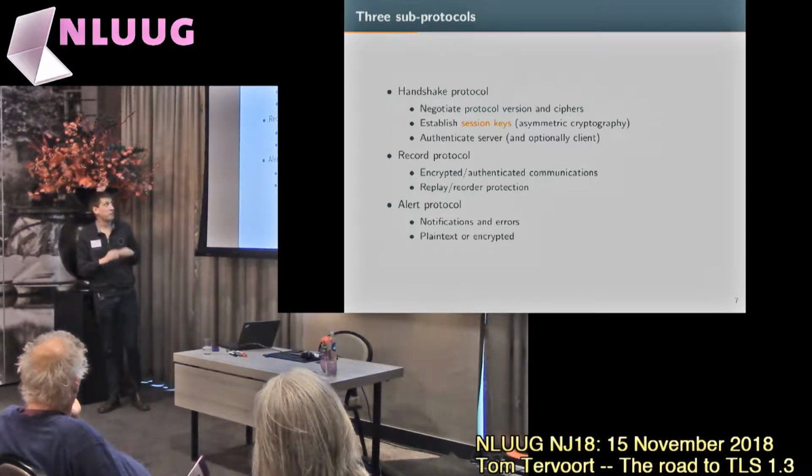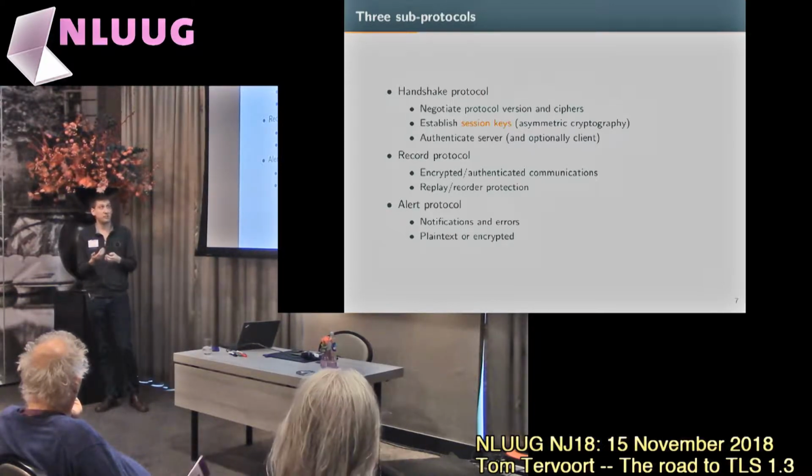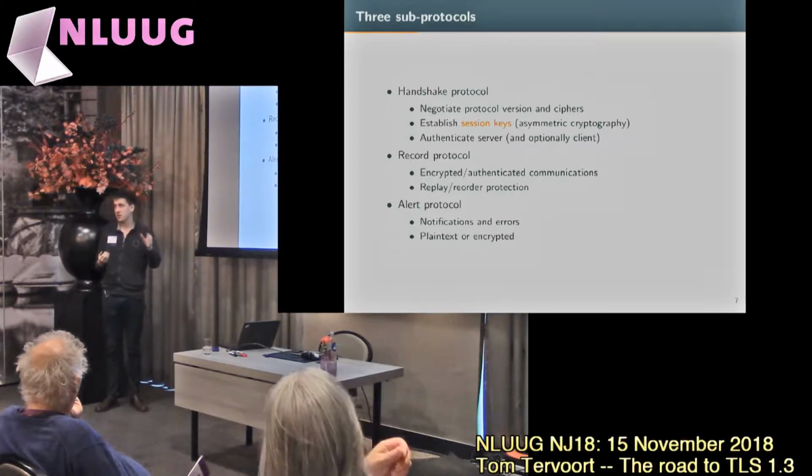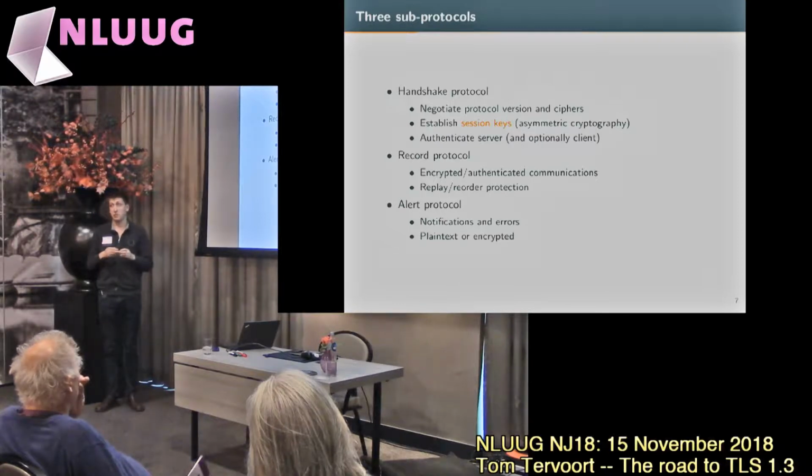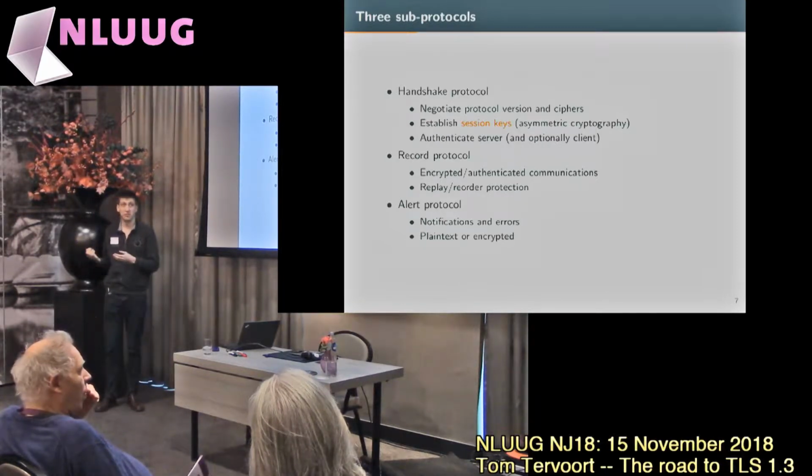So after the Handshake Protocol, messages are exchanged using the Record Protocol. This uses symmetric cryptography instead of asymmetric cryptography, and uses the earlier established session key to protect packets. And protecting in this case means encrypting them, authenticating them, but also making sure that packets cannot be replayed or reordered by also authenticating sequence numbers.